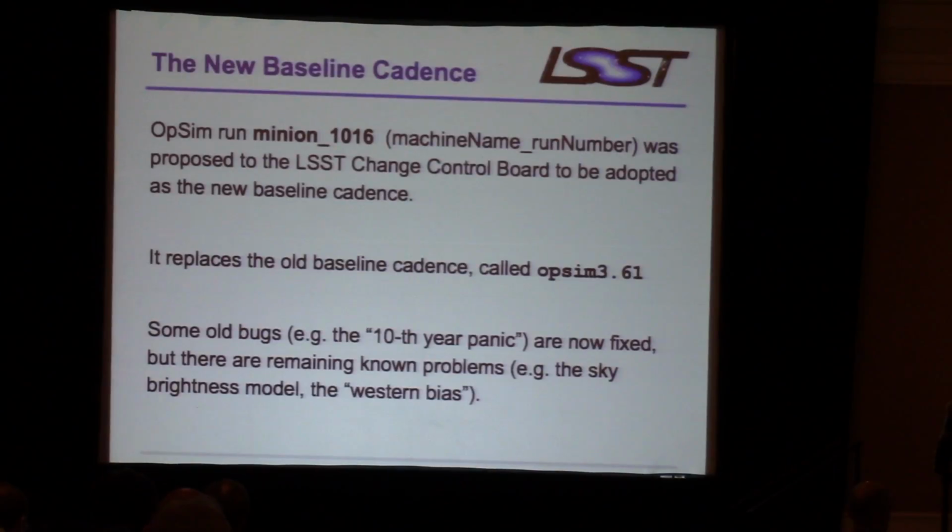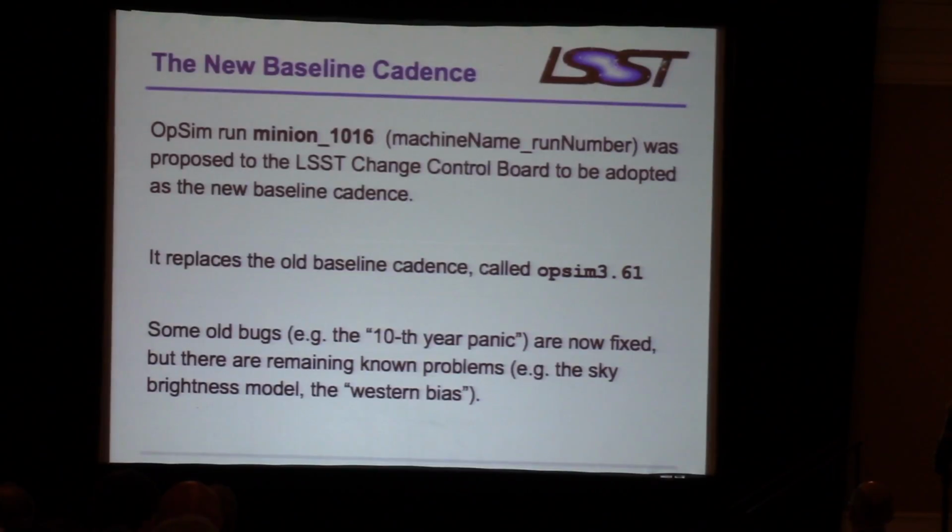And there were some bugs. There was a 10th-year panic, when you have to get a certain number of observations in each filter per field, and then you come to the 10th year and you realize, uh-oh, I'm missing lots of observing in this field, and I have to change filters, and then it just goes crazy. So that was essentially a little bug in the code that was fixed. We still have some problems.